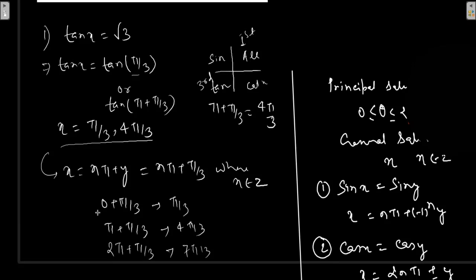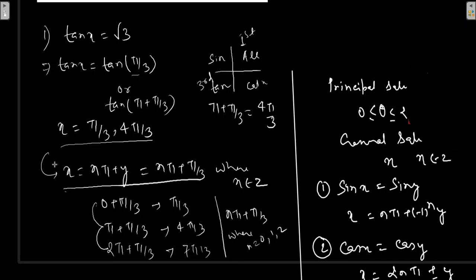But here you see, the first one is 0, the second one is pi, the third one is 2 pi. So can I write it like n pi plus pi by 3, at least here, where n equals 0, 1 and 2, and so on? So actually we can go on like this, and this will be true even for the negative values, and that is why you get this general solution. This is your general solution, and this is your principal solution.